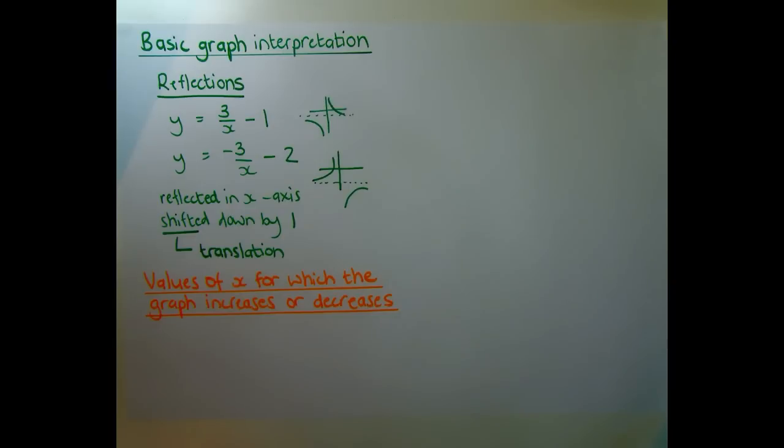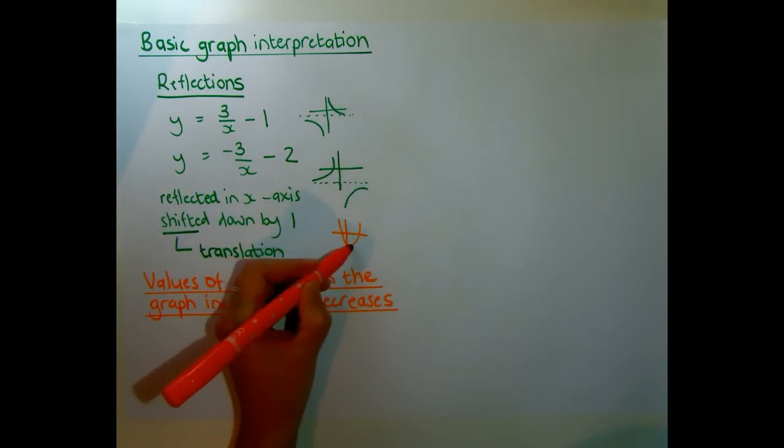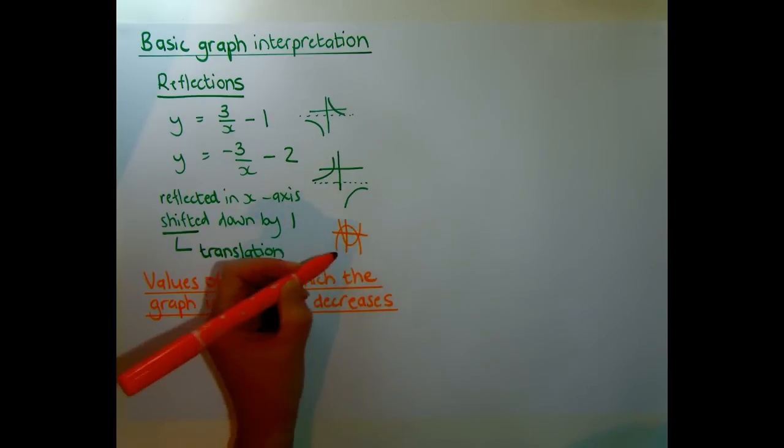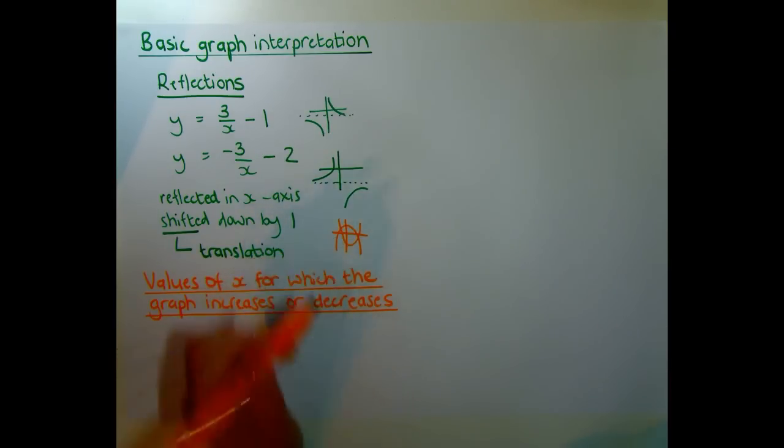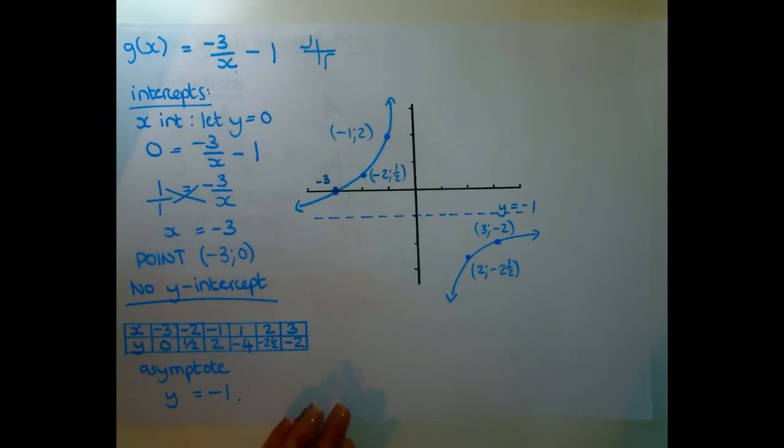Another form of basic graph interpretation is when you are asked for which values of x the graph increases or decreases. So this is the ruler test. You'll remember with parabola, just a little reminder, if you had one like that, it would decrease to that point and then increase. Or if it was a sad parabola, it would increase to that point and then decrease. With a hyperbola, it's either going to always increase or always decrease except for the asymptote. So I'm going to use the ruler test and go back to this one and show you what I mean.